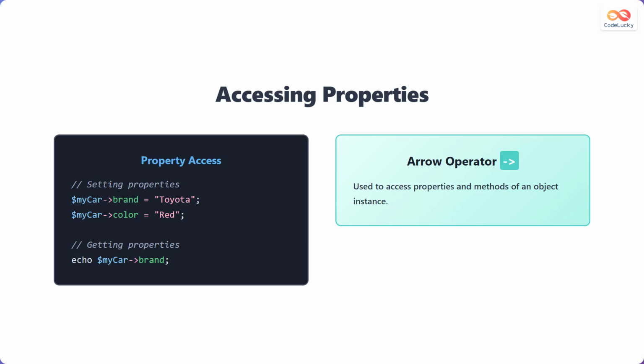Once we have an object, we can access and modify its properties. To set a property, we use the object variable, followed by the arrow operator, then the property name. For example, $myCar->brand = "Toyota". This sets the brand property of $myCar to Toyota. To retrieve a property, we use the same syntax and can print it out, for example echo $myCar->brand.